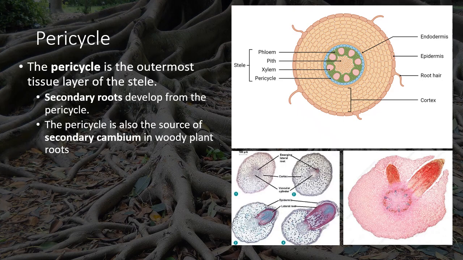The pericycle is also somewhat oddly the source of secondary cambium in woody plant roots. I say oddly because both the xylem and the phloem are typically to the inside of the pericycle. Nevertheless, the pericycle is a major contributor to the secondary cambium in woody plant roots, which allows them to thicken over time.